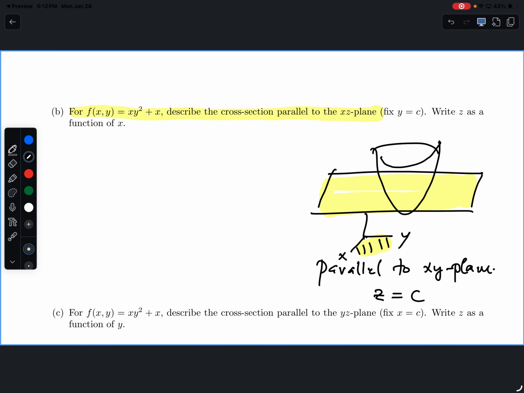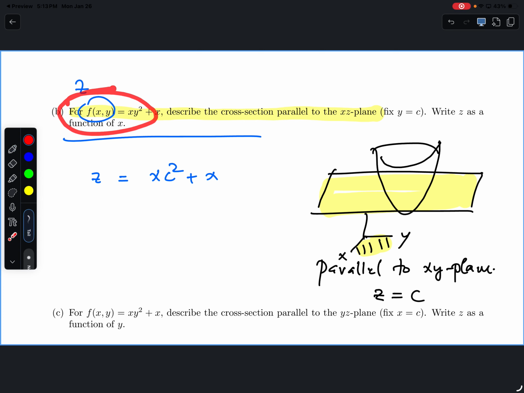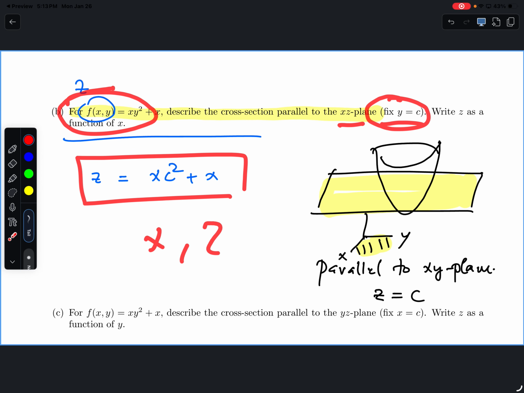So I think it's very simple. What should I do here? You know that this f is equal to z. So z is equal to (1 + c squared)x plus c. Agree? So you take this surface, intersect with this plane y is equal to c. This plane is parallel to xz. You will get this curve. This is a curve in the xz plane.